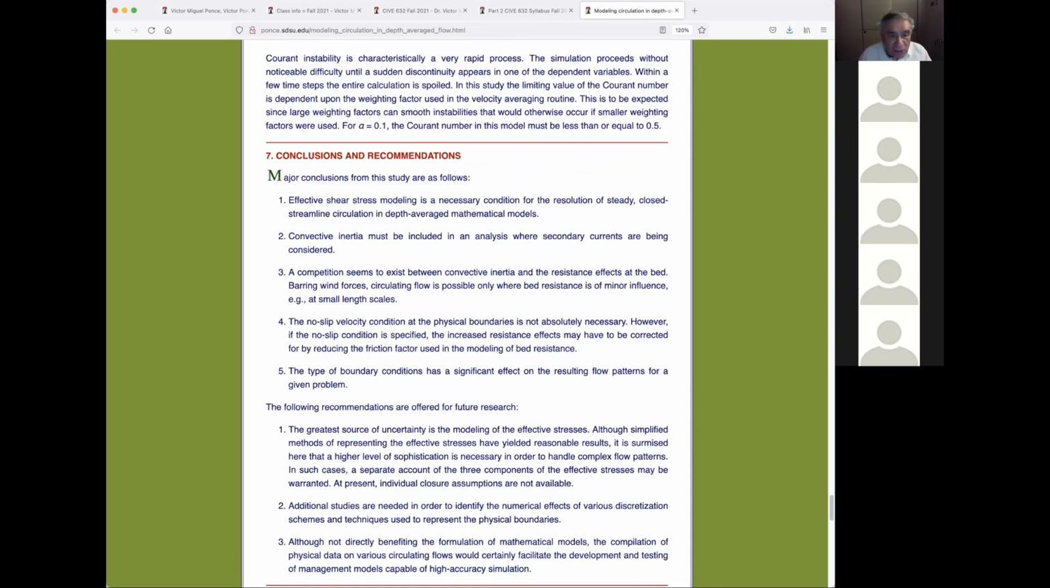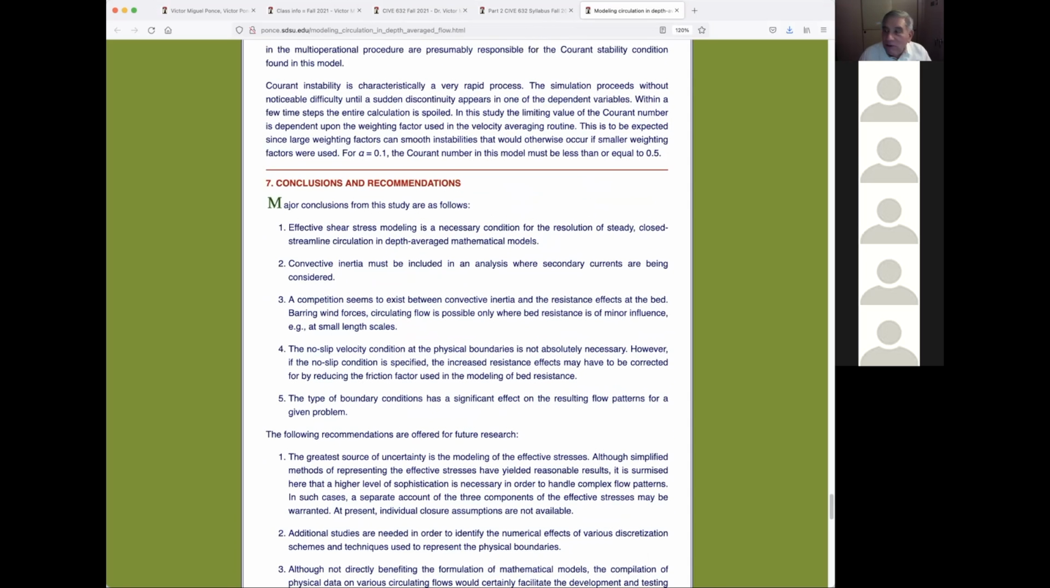Convective inertia must be included in the analysis where secondary currents are being considered. Yes, positively, as found by Flokstra originally in the early 70s. And here it is, the crux of the matter here.